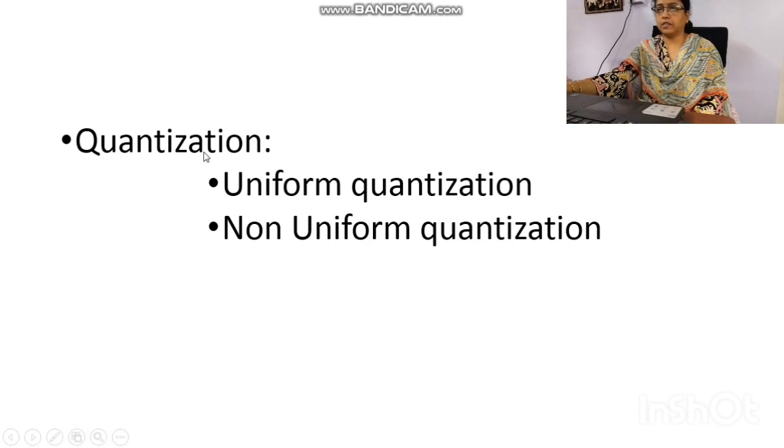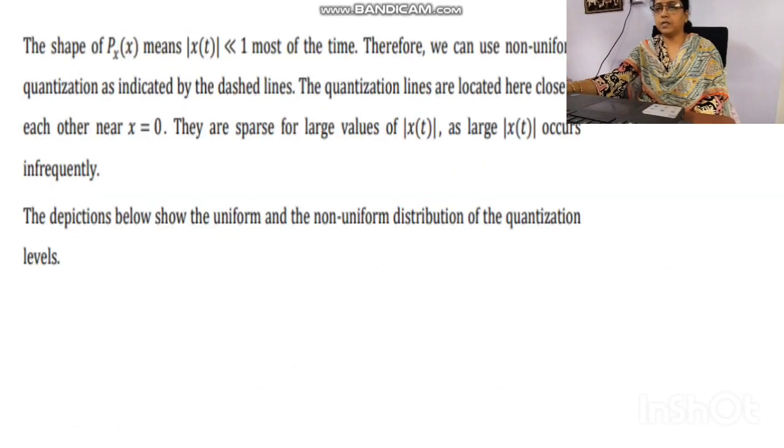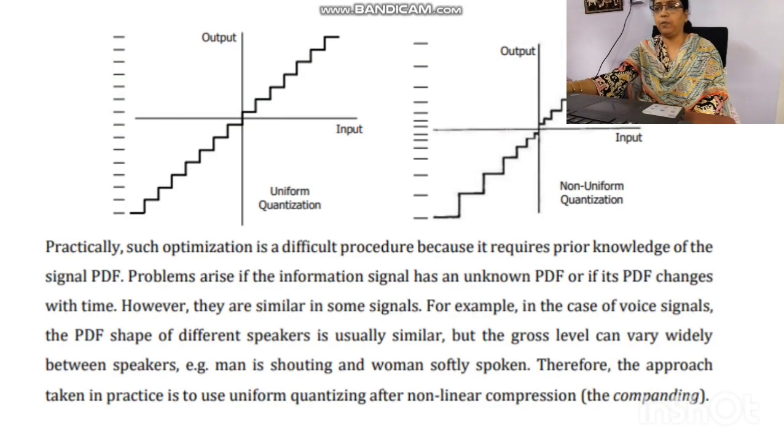Coming to the next, quantization. So in PCM we have seen that the first step is sampling, then the second step is quantization. Again, in quantization we have two types, uniform quantization and non-uniform quantization. So what is uniform quantization? You can see that in a uniform quantizer the step size will be equal, and in non-uniform quantization the step size will not be equal.